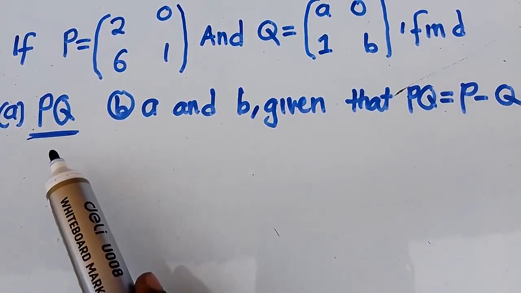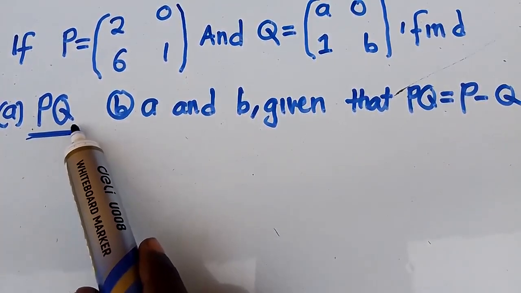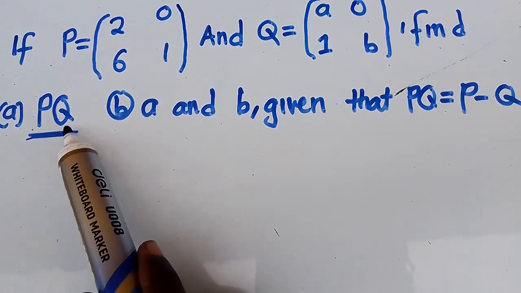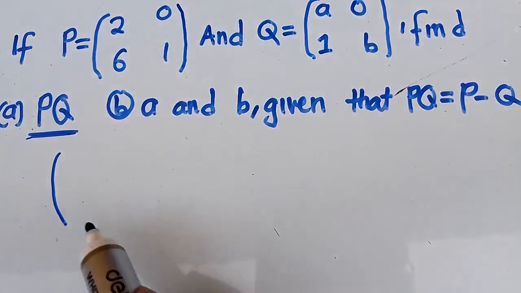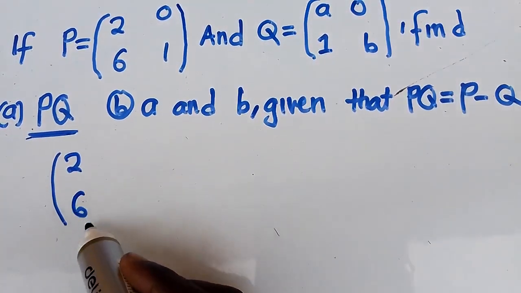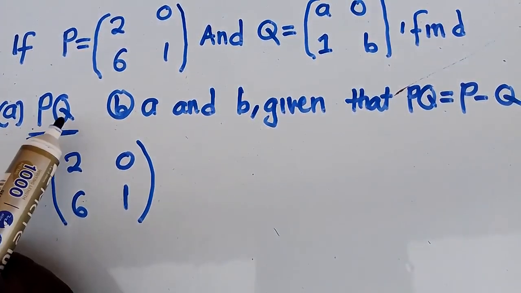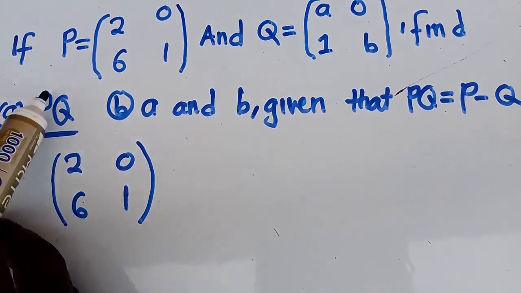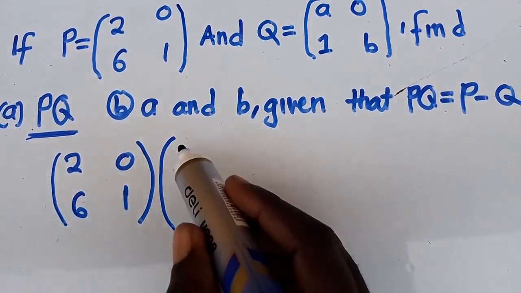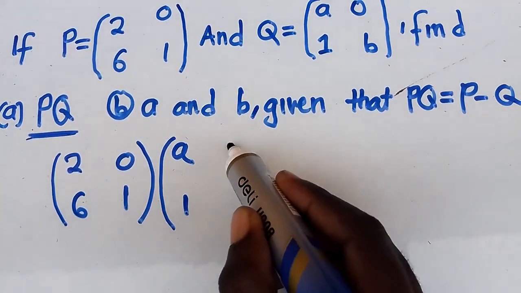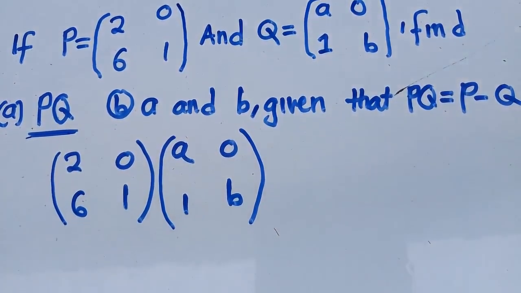So the first question, what are you told to find? You are told to find PQ. We want to find PQ. How can we find PQ there? You say, what is your P? What your P is this one. So I'm going to write it here like that is my P, which is 2, 6, 0, 1. That is my P. So there is PQ. Here there is no sign, which means there is what? Multiplication. We are multiplying. So I put the Q here. So what is my Q? A, 1, 0, B. Like this. This is how the question is.